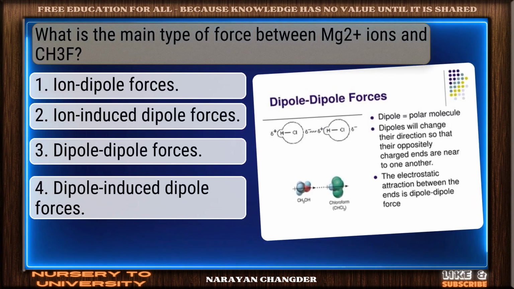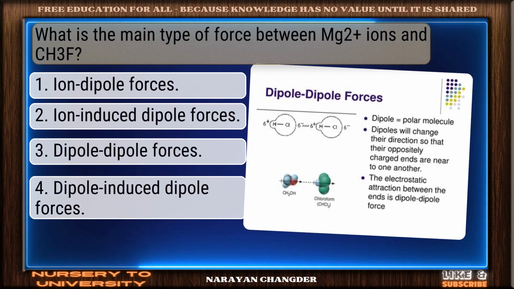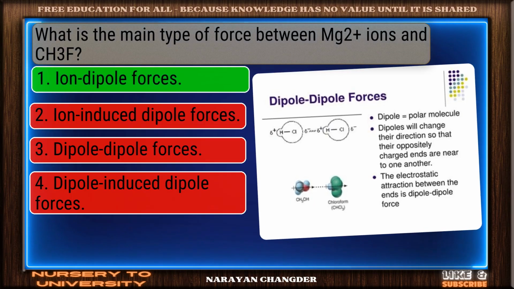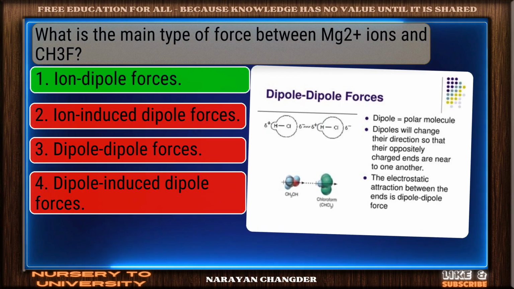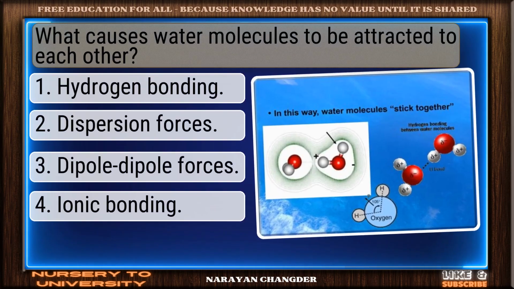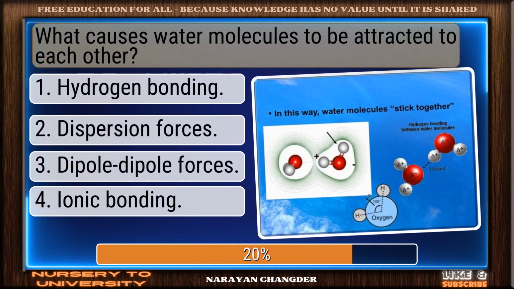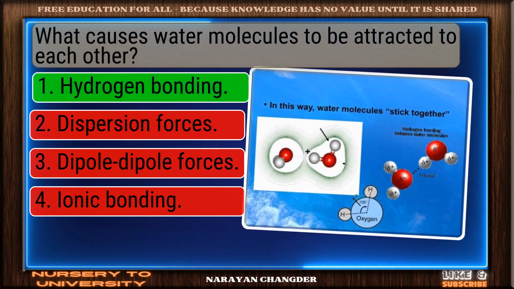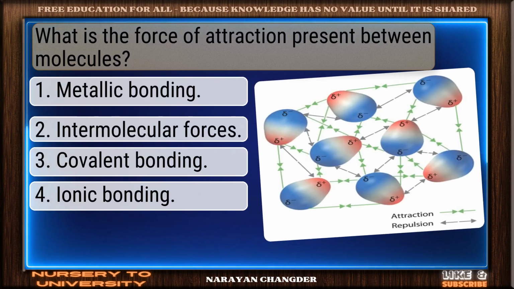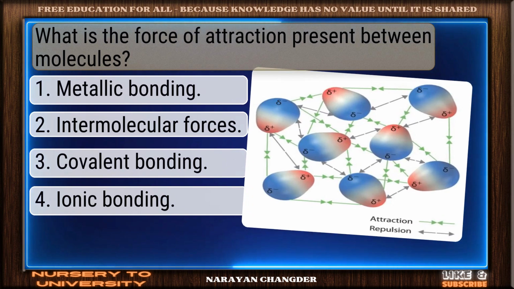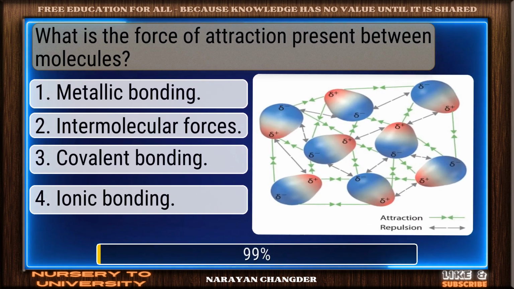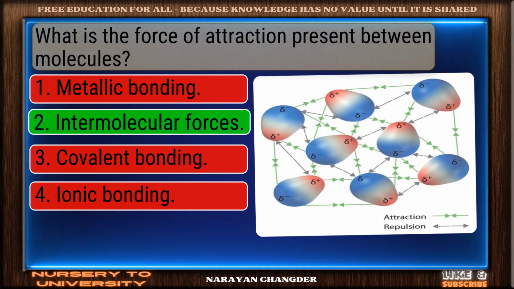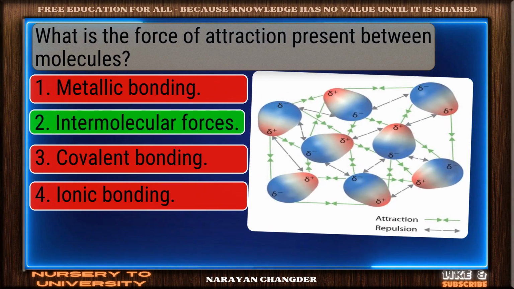What is the main type of force between Mg2+ ions and CH3? Correct. Ion dipole forces is the right answer. What causes water molecules to be attracted to each other? Nicely done. Hydrogen bonding is a solid answer. What is the force of attraction present between molecules? Clear logic. Your choice, intermolecular forces, is sound and 100% true.